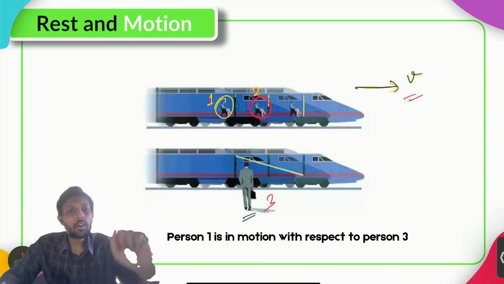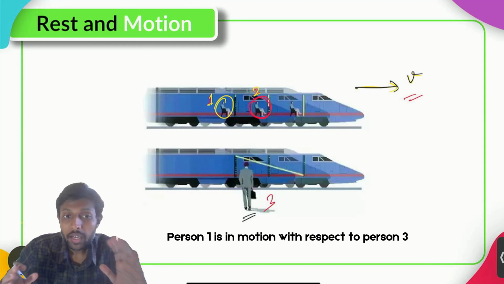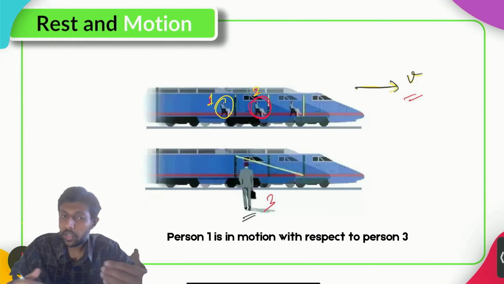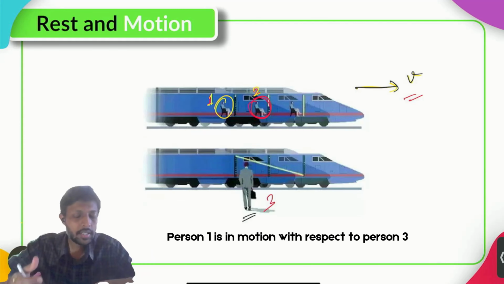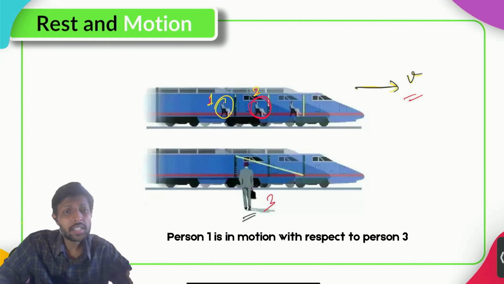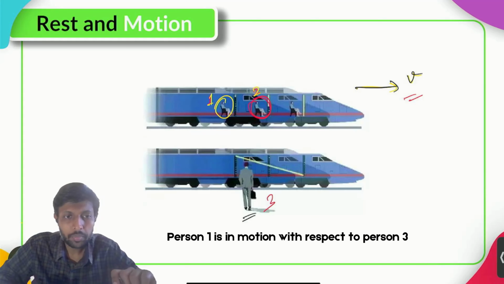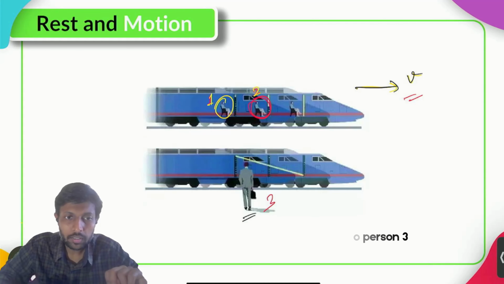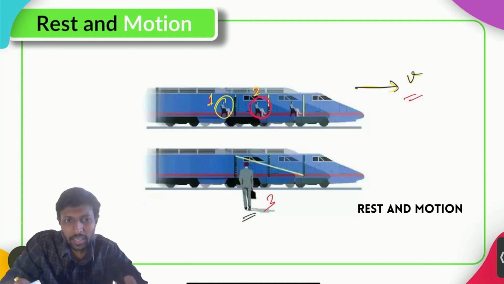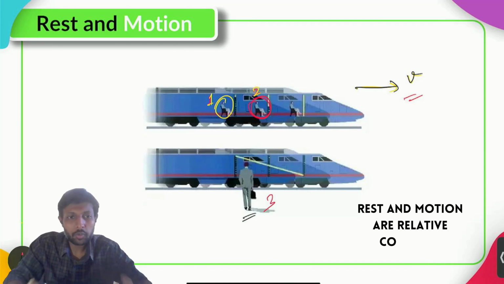That means the concept of rest and motion are relative. So whenever we talk about whether something is at rest, we need to ask ourselves, what is the reference frame? We need to know the reference point. It's not absolute. There's nothing like absolute rest and absolute motion.